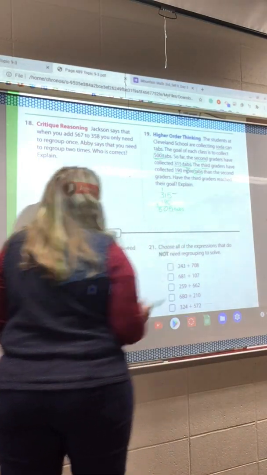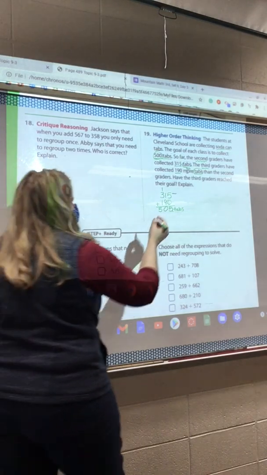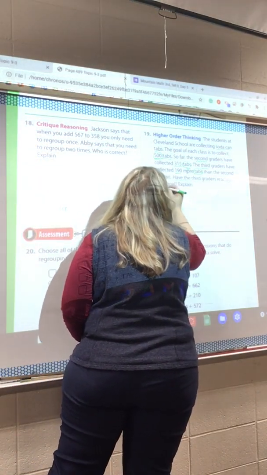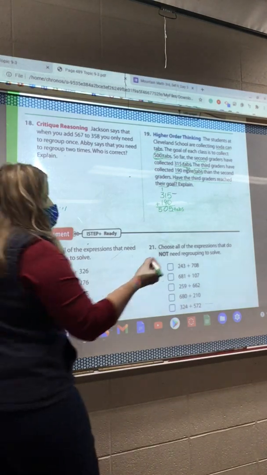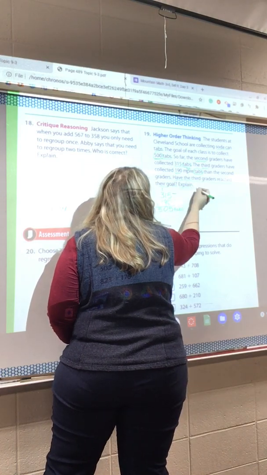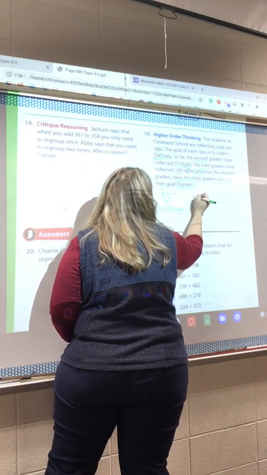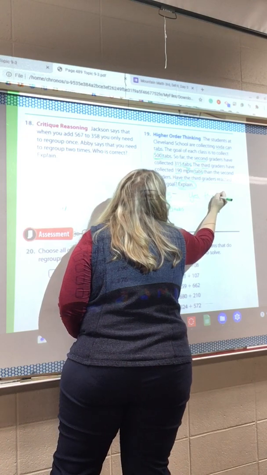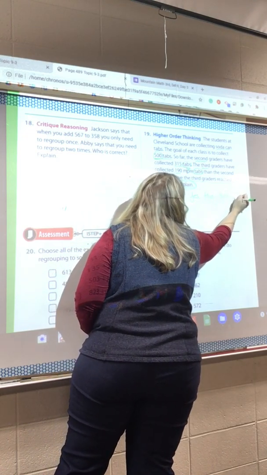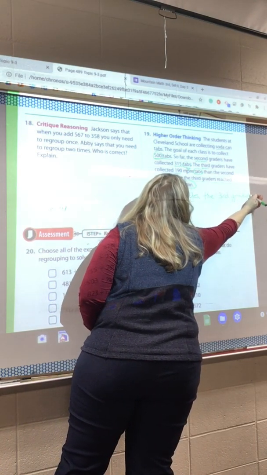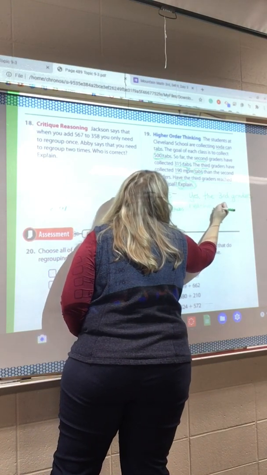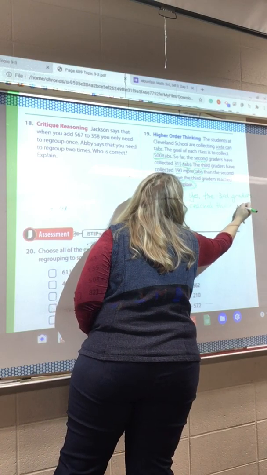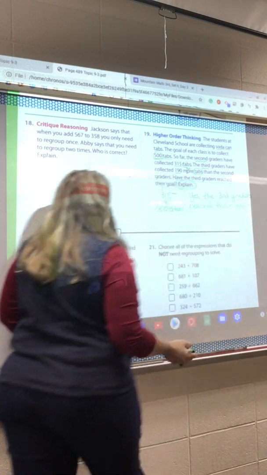Are we done? Have we answered what they asked? It says have the third graders reached their goal, by doing the math. I answered it, but did I actually answer the question? No, not really. I have to put yes, because it says explain. When you have the word explain, you have to put some words. So yes, the third graders, that's us, reached their goal.